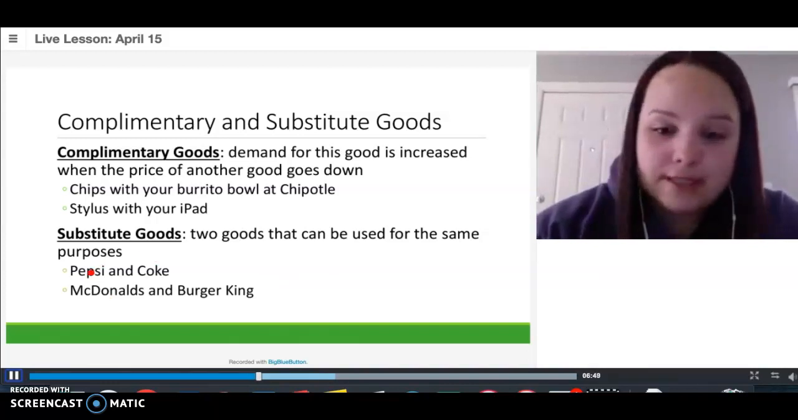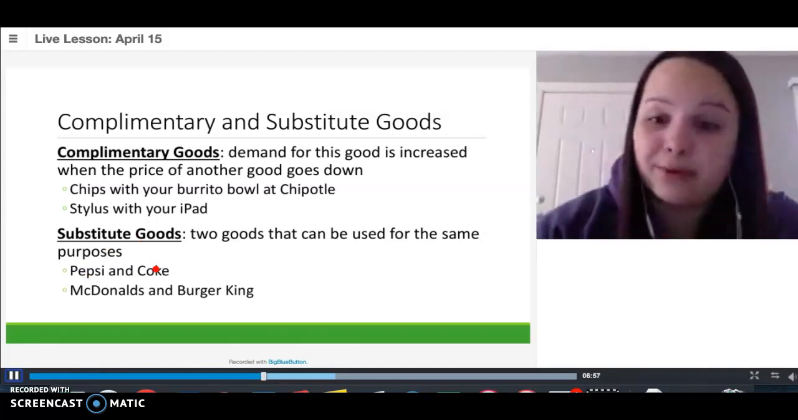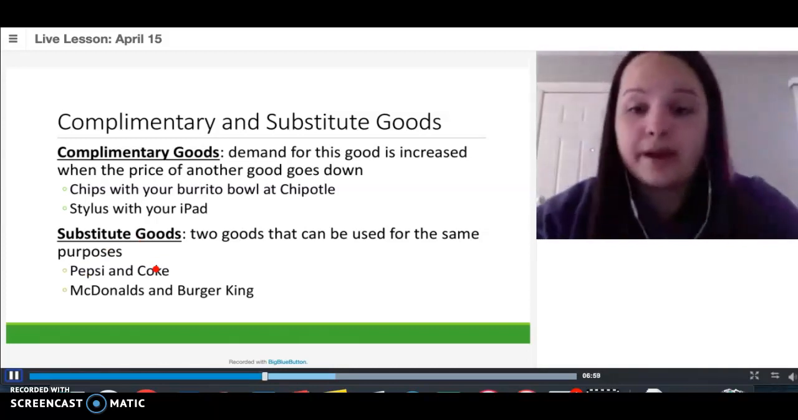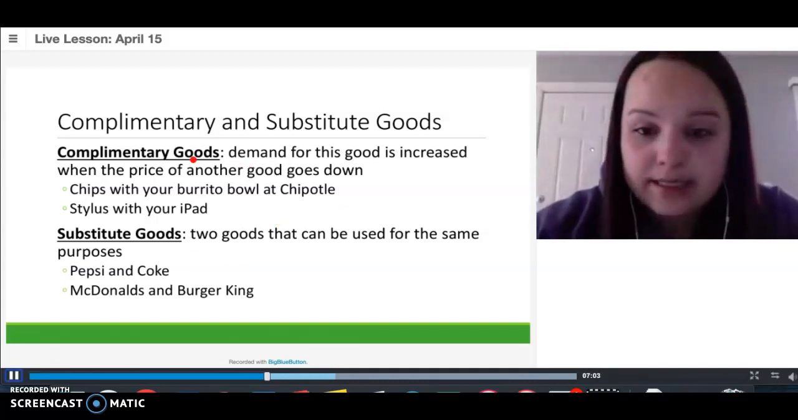So, for example, if Pepsi raises its prices, if their price increases, the demand for Coke will also increase because people would rather save a few bucks buying Coke rather than go with Pepsi, which would be more expensive. So that's the idea of complementary goods and substitute goods.